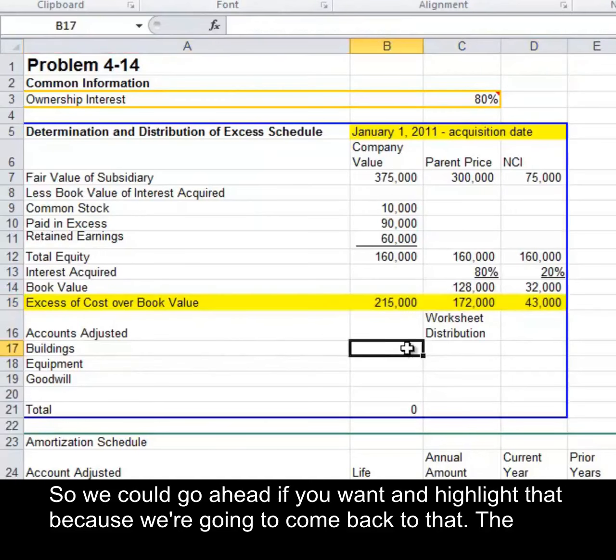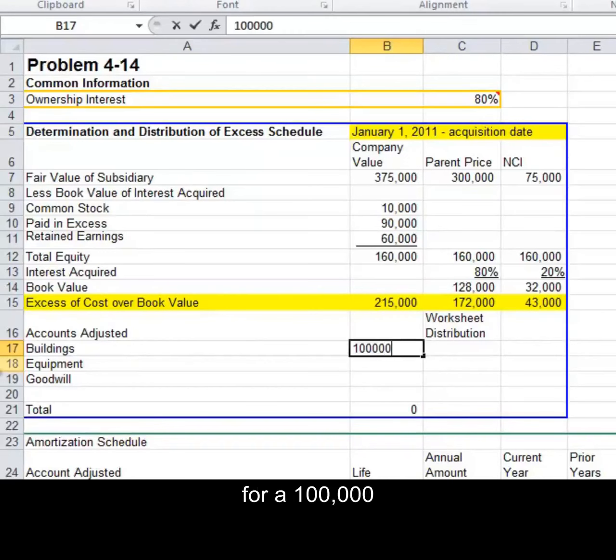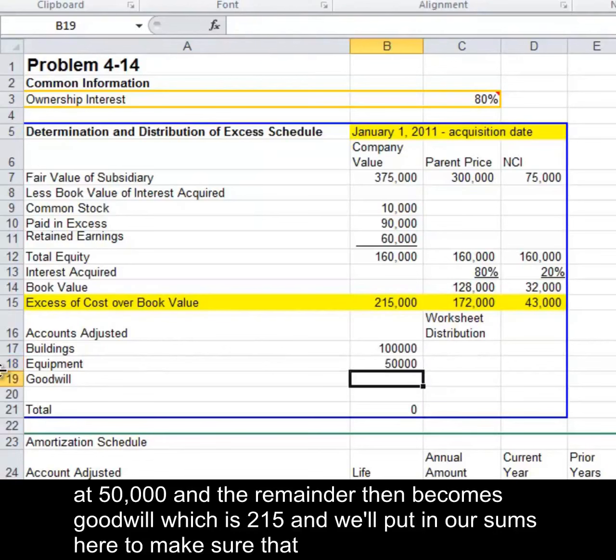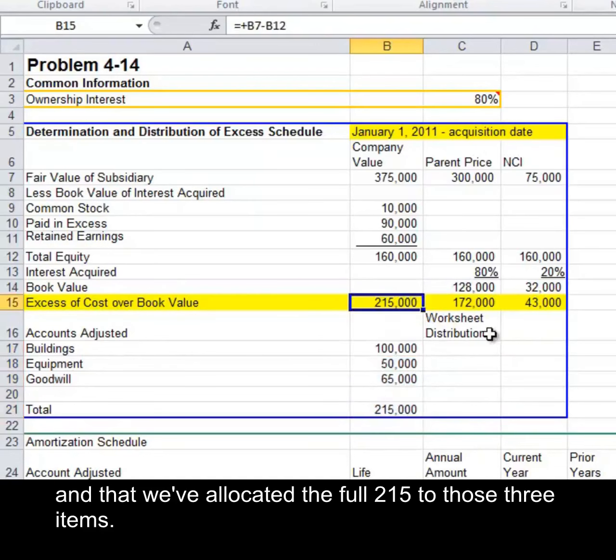The excess here, if you do the reading, is allocated to a building for 100,000, to equipment at 50, and the remainder then becomes goodwill, which is 215. And we'll put in our sums here to make sure that it all equals out and that we've allocated the full 215 to those three items.